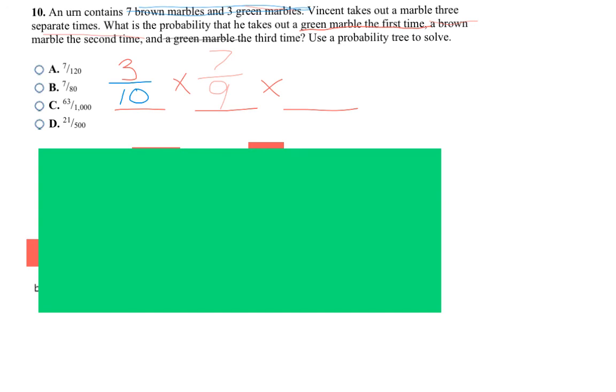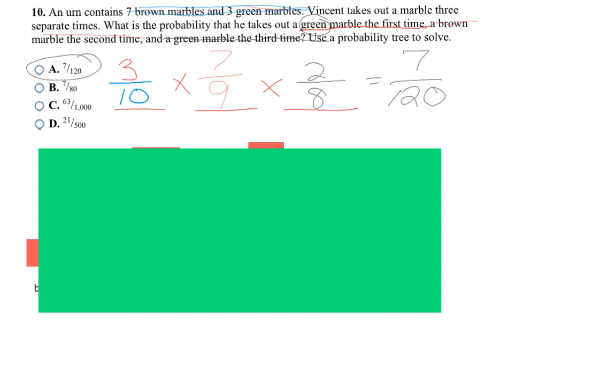And then the last one is the green marble a third time. So he already picked a green marble out. So that means there's only 2 left. So there's 2 left and 2 marbles are gone. So there's 8 total marbles left. So that means 2 out of 8 is your probability. And so then you just multiply those 3 fractions together, either multiplying all the tops and all the bottoms and reducing, or you can use a calculator. Either way, you're going to get an answer of 7 over 120 as your probability, which is choice A.